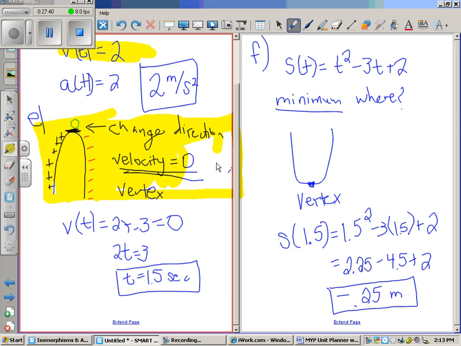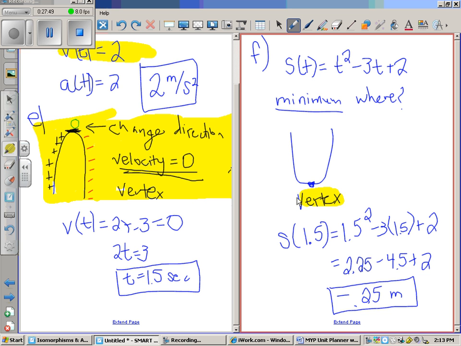If you change direction, your velocity is 0. That is critical. And very exciting too, because you know what we just did? We found another way to find a vertex. You don't have to memorize negative b over 2a. You don't have to graph it. All we have to do is take the derivative, which is pretty easy with polynomial functions, set that velocity equation equal to 0, and then we can find our vertex.